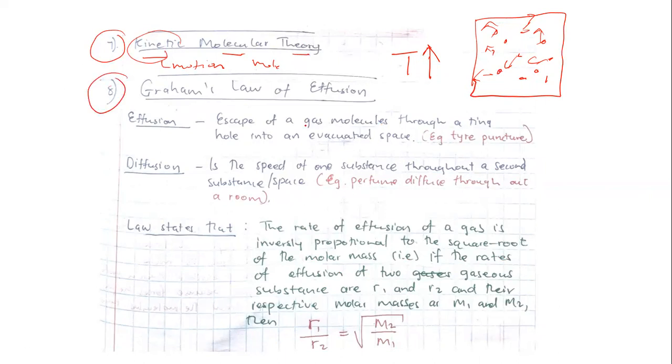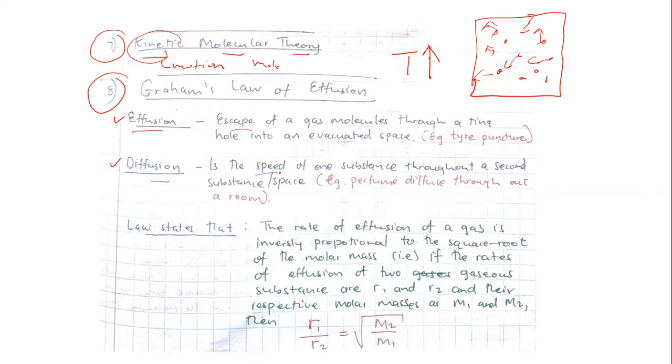Number 8 is called Graham's law of effusion. Guys, do not confuse this word and this word. They kind of sound similar, but they are most definitely different. So what is effusion? We need to know that. Remember, we are talking about the gases, so think of gases in your mind while we do these concepts. When you talk about effusion, we say escape of gas molecules. E for escape, not D. Effusion is for escape.